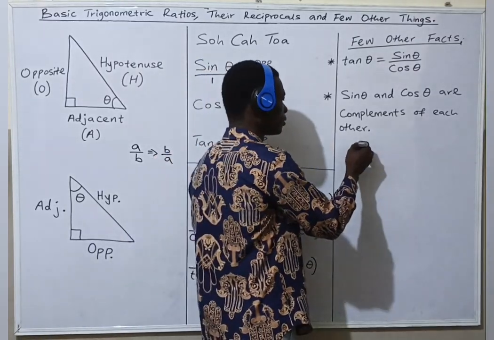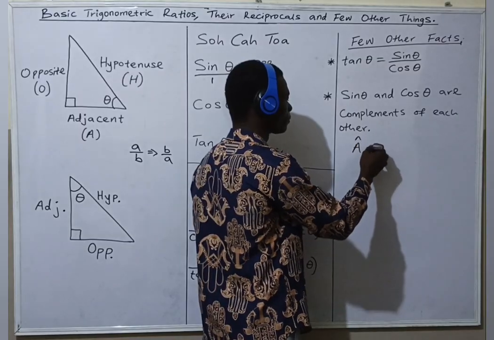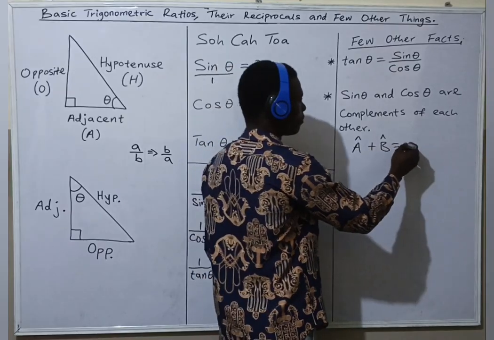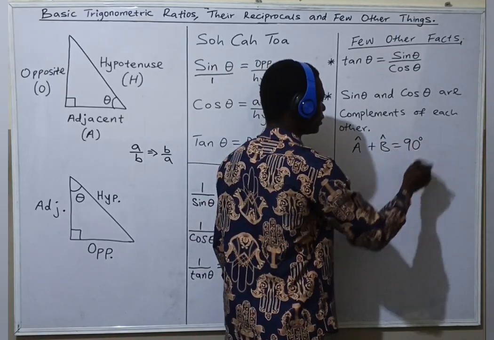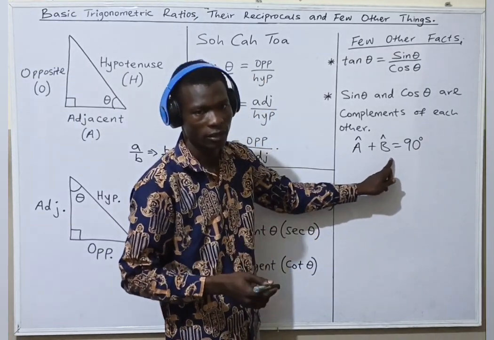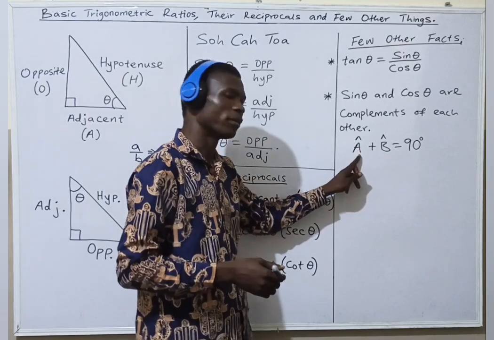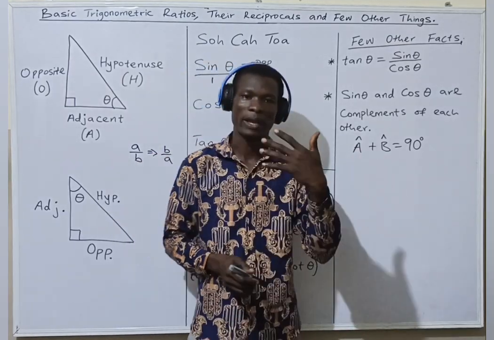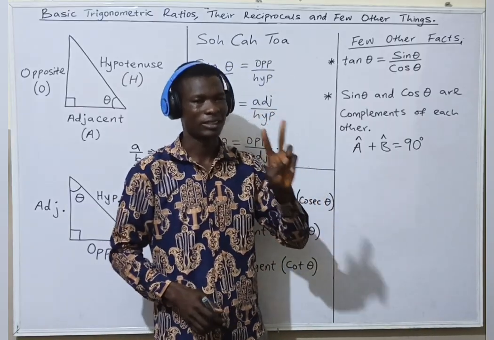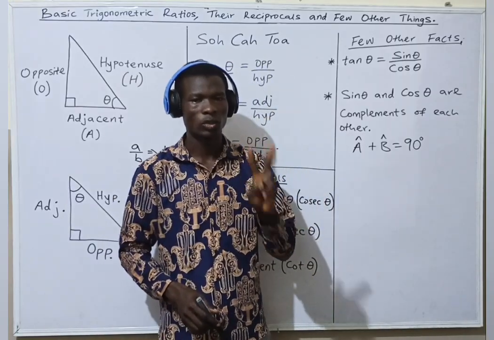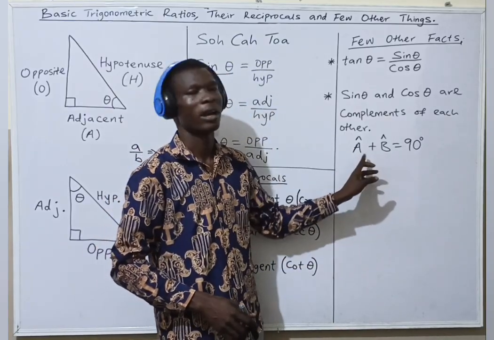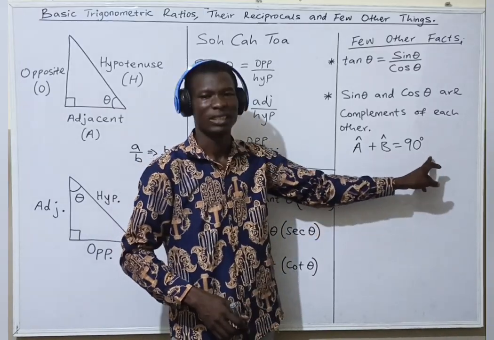If you have any two angles, angle A plus angle B, and you see they add up to 90 degrees, it means that angle A is the complement of angle B, or angle B is the complement of what? Angle A. Because by the definition of complementary angles, any two angles that when you add them together give you 90 degrees are called complementary angles. So angle A and angle B are complementary angles when they add up to 90 degrees.